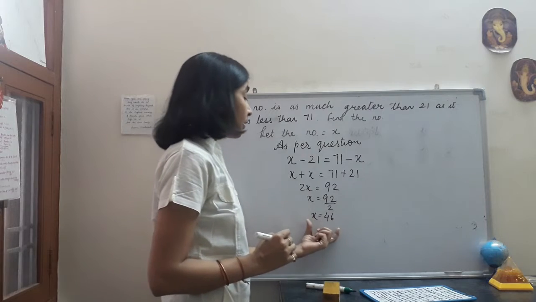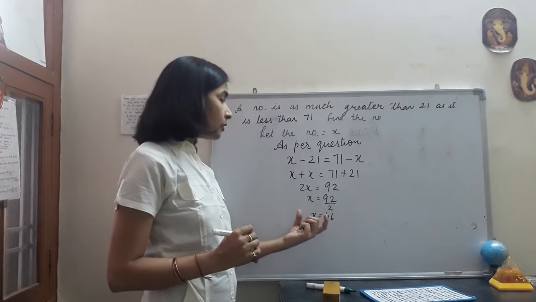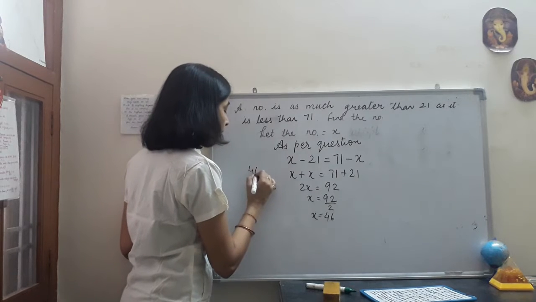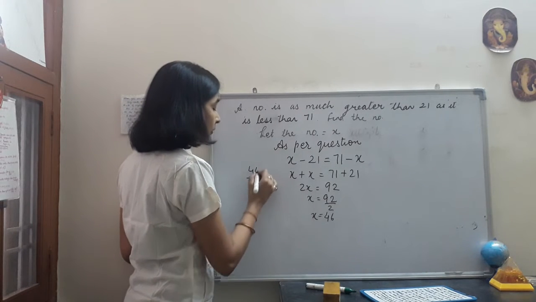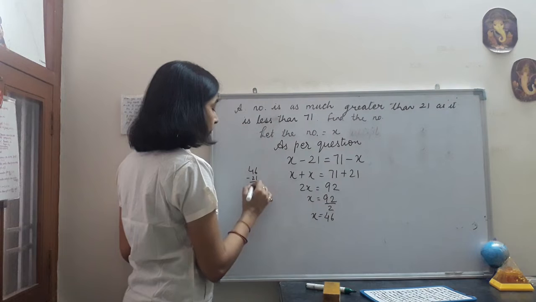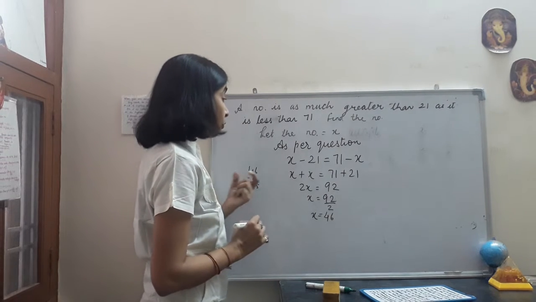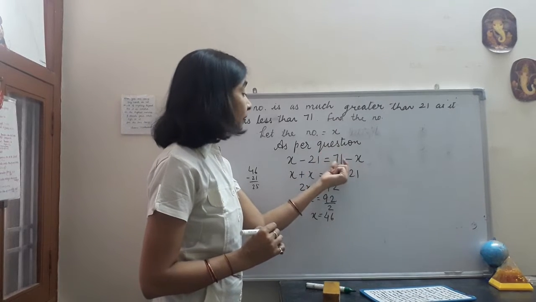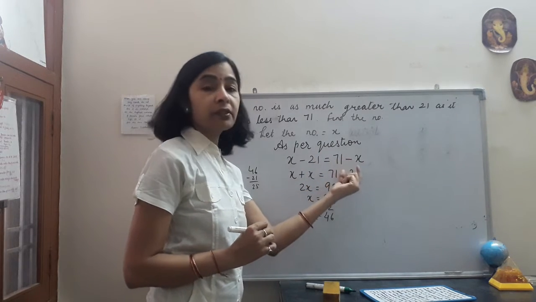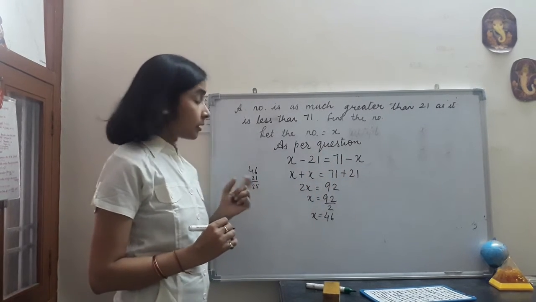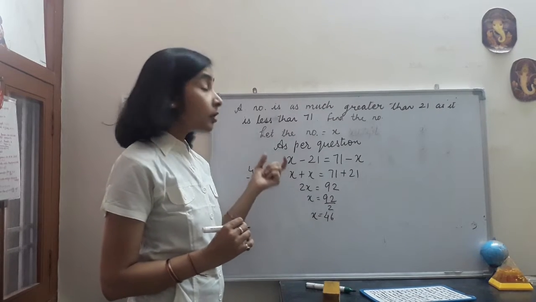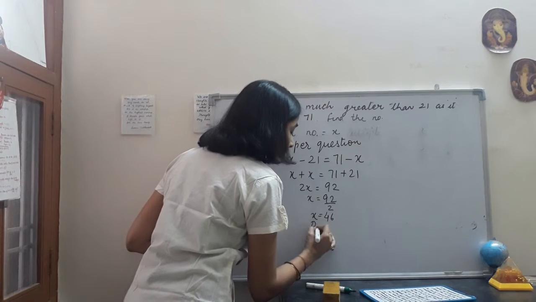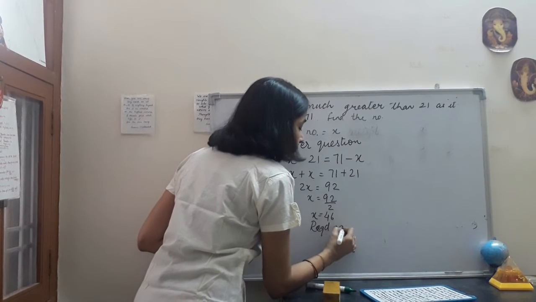So what is the number? 46. If you want to check the answer, you can check 46 minus 21. What is 46 minus 21? That is equal to 6 minus 1, 5, and 4 minus 2, 2. That is 25. And the same if we subtract 46 from 71, we get the same answer, 25. So like this we will solve the question, and the required number is equal to 46.